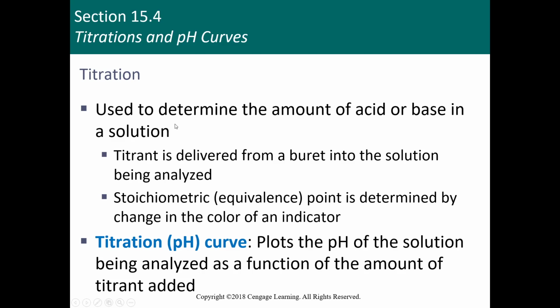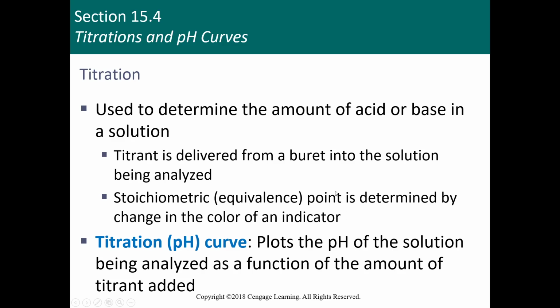Now this is used to determine the amount of acid or base in a solution. A titrant is delivered from a burette into a solution that's being analyzed. So your titrant is typically the standardized solution. You know what the concentration of your titrant is. The stoichiometric or equivalence point is determined by the changing color of an indicator.